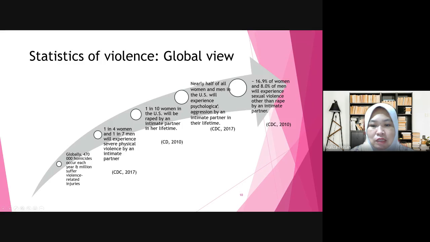Okay, this one is in the US. Nearly half of all women and men in the US will experience psychological aggression by an intimate partner. And 16.9% of women and 8.0% of men will experience sexual violence other than rape by an intimate partner.